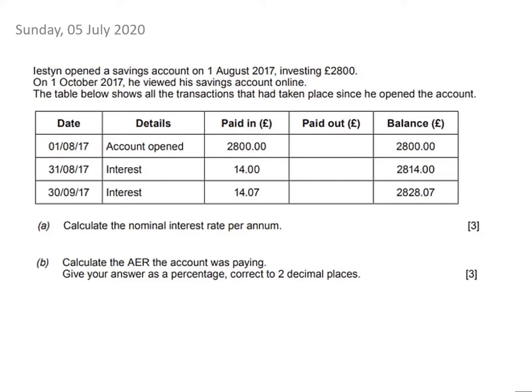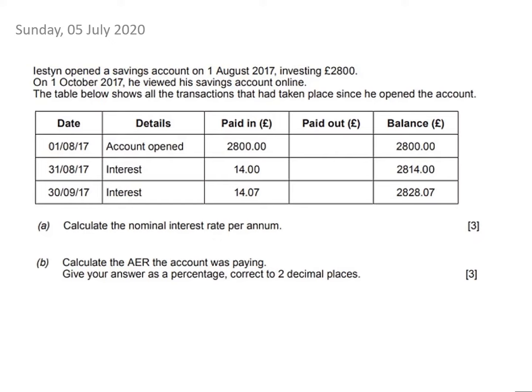The next transaction was at the end of the month on the 31st of the 8th, where interest was paid in. The interest was £14, so we now had a balance of 2,814. Then at the end of September we had another interest payment, this time 14.07. Why the slight difference? Well, this is our interest on this balance of 2,814. So when we've added that 14.07, we've got now in our account 2,828.07.